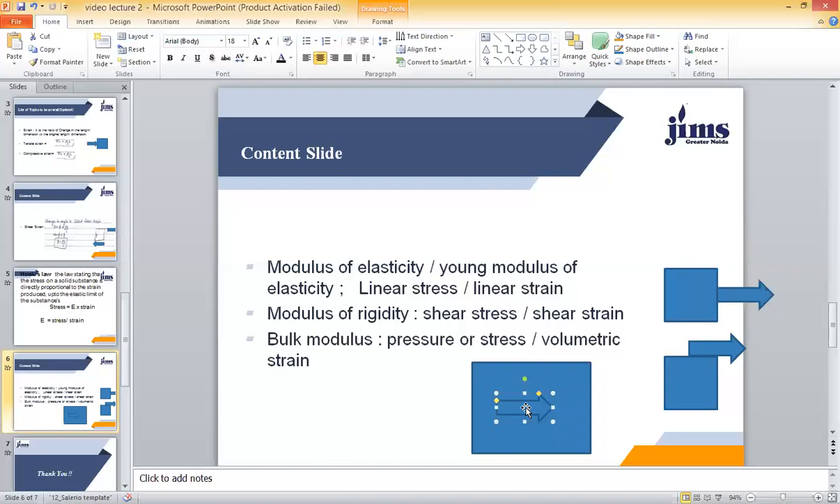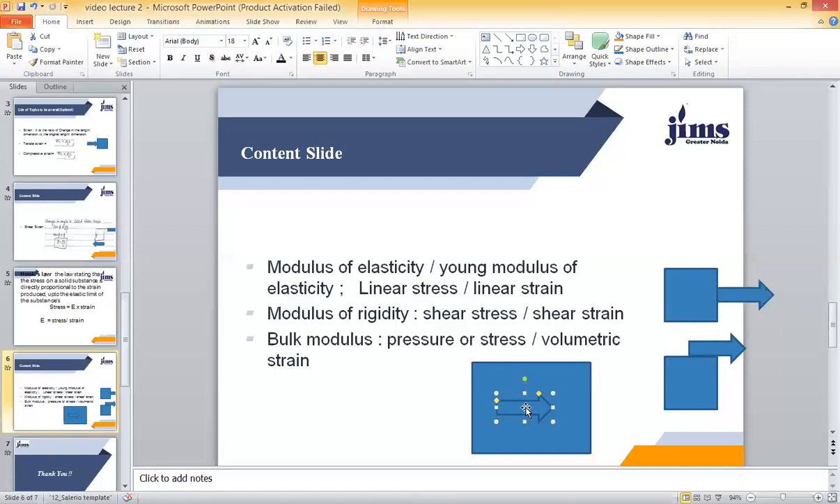So we have three moduli. Young's modulus of elasticity, that is the ratio of the linear stress to the linear strain. Second, modulus of rigidity, that is the shear stress to the shear strain. And third and last one, that is the bulk modulus, that is pressure or stress applied to the body, and the ratio of the stress to the volumetric strain is called the bulk modulus.